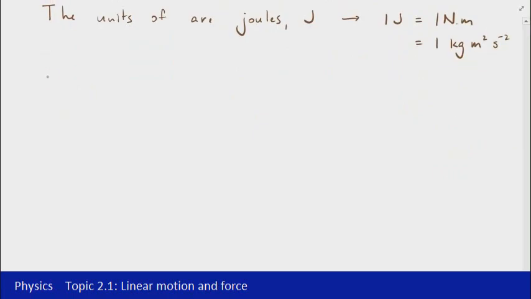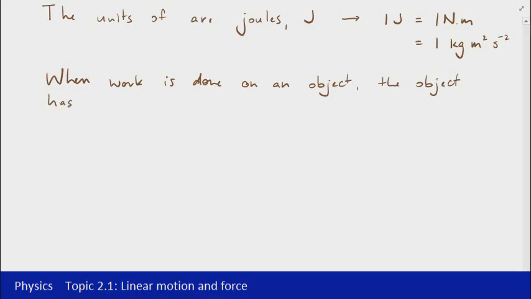Now, when work is done on an object, we've got different perspectives here. When work is done on the object, we can talk about what the work is that's been done, or we can talk about this other property that we can associate with work, and we can identify that the object has gained energy.